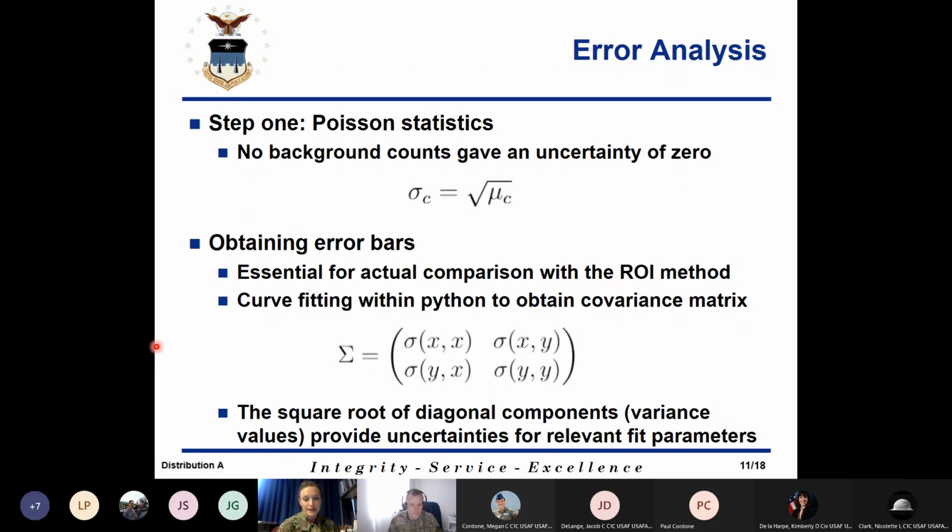And then additionally, the next step was obtaining error bars. And this is important because then if we plot peak fitting versus ROI, which you'll see later, we can actually do that comparison and see how they relate to each other. And this was obtained, we tried a number of different things. It took a while, but we did a curve fit within Python to produce a covariance matrix.